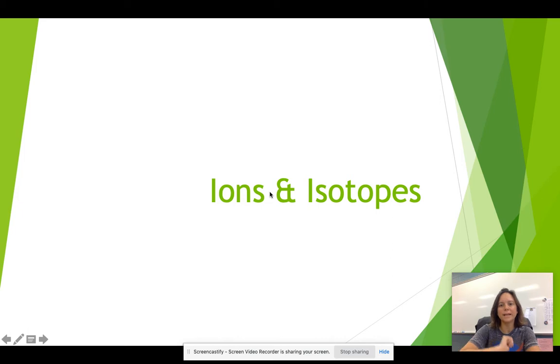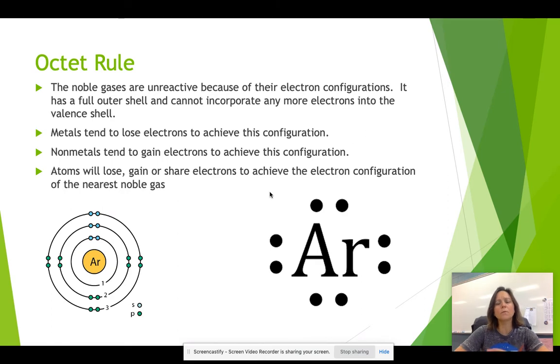Today we're going to be looking at the ions on our ions and isotopes notes. So when we're looking at ions, we really have to understand the octet rule. When we look at noble gases, they don't react with any other element. And the reason why is because of their electron configuration, which basically means how their electrons are in that energy level and in that cloud.